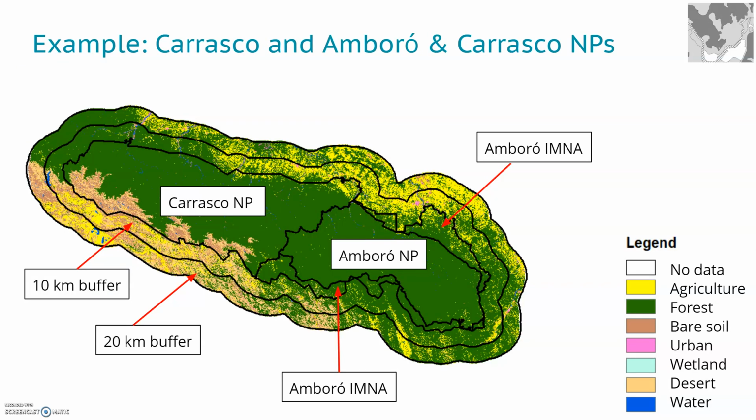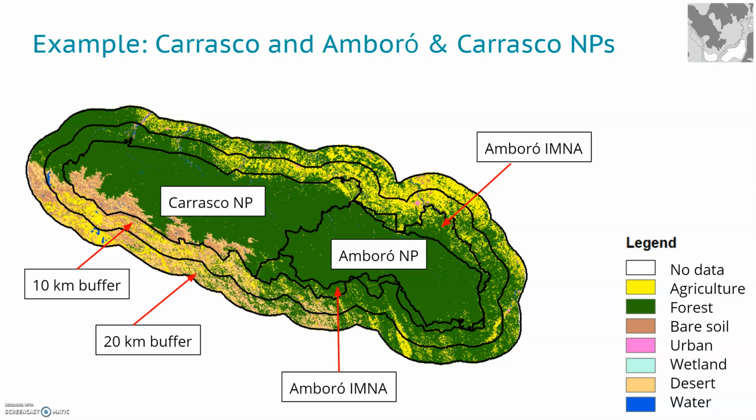So to make this a little more concrete, I'm going to walk through these models and what they looked like for one of our case studies, Carrasco and Amboro National Parks in Bolivia. And I'm sorry, I just realized I have Carrasco up there twice. My apologies. So this protected area complex consists of Carrasco National Park, Amboro National Park, Amboro IMNA, which is an integrated management area, and then the 10-kilometer buffer and 20-kilometer buffer that you can see here.